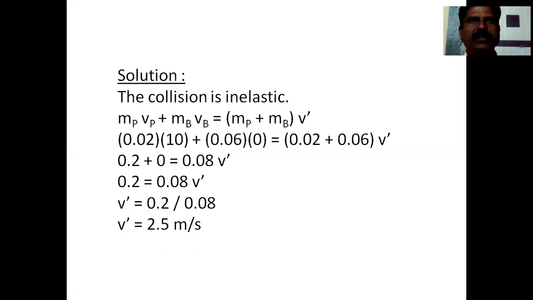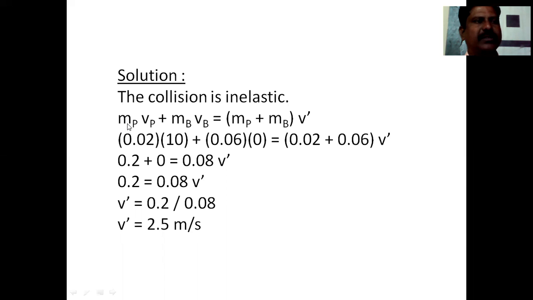After colliding, those two masses stick together, coalesce into a single mass, and move with one velocity. So here the collision is inelastic. That's why m_b v_b plus m_B v_B equals (m_b plus m_B) times V dash, where V dash is the final velocity of those two particles.